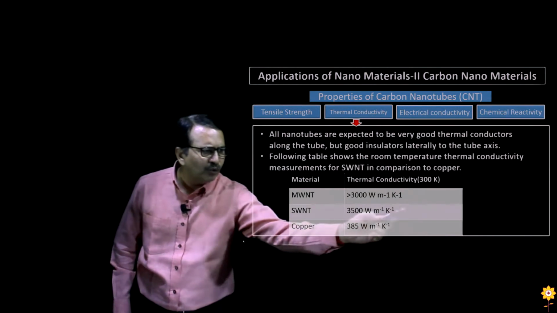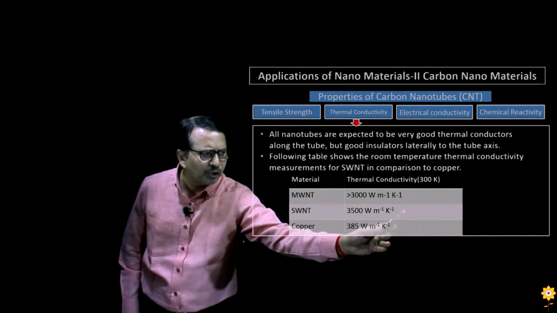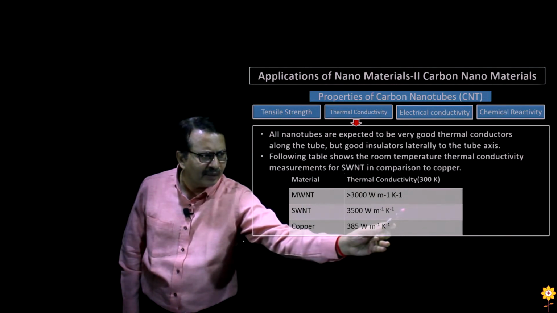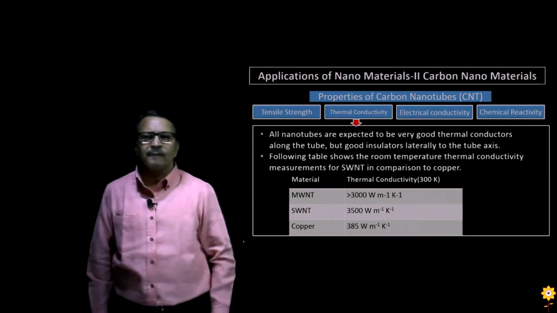So we have the value for the multi-walled nanotube greater than 3000 watt per meter per Kelvin. That for the single wall nanotube is around 3500 watt per meter per Kelvin, whereas that for copper is as low as 385 watt per meter per Kelvin.